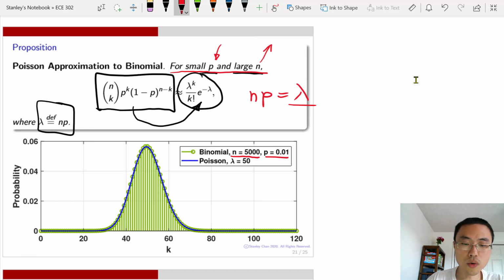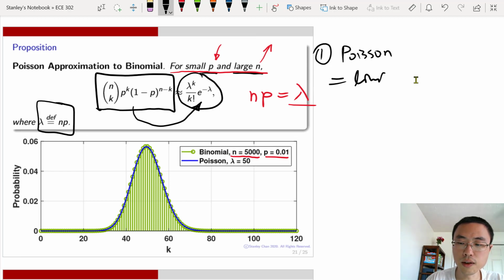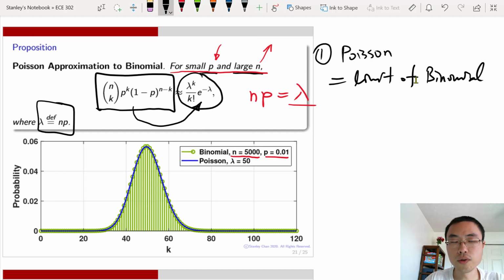So what do I gain from here? You're gaining two things. One is that the Poisson formula is the limit of binomial. That gives you an alternative way of defining the Poisson random variable as the limit of the binomial random variable. But as I said, the drawback of looking at it this way is that you don't really get the physical intuition, and you don't know under what situation you cannot model the process using a Poisson.